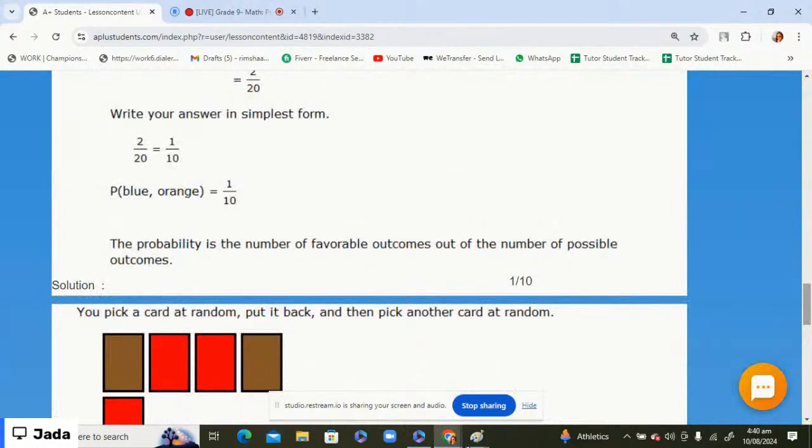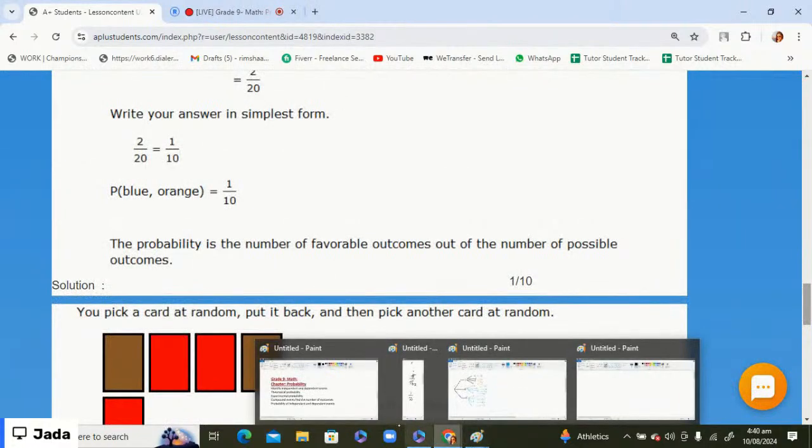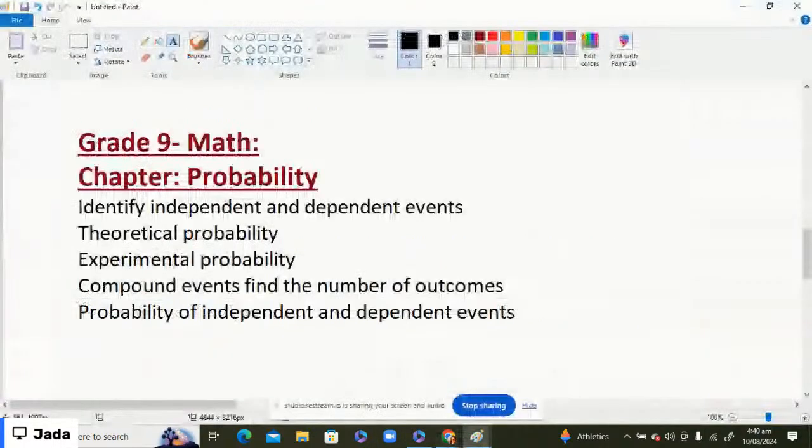Hope you guys understand this lesson as well. So today we have covered grade 9 maths. The chapter is probability. These are the topics of it, okay?